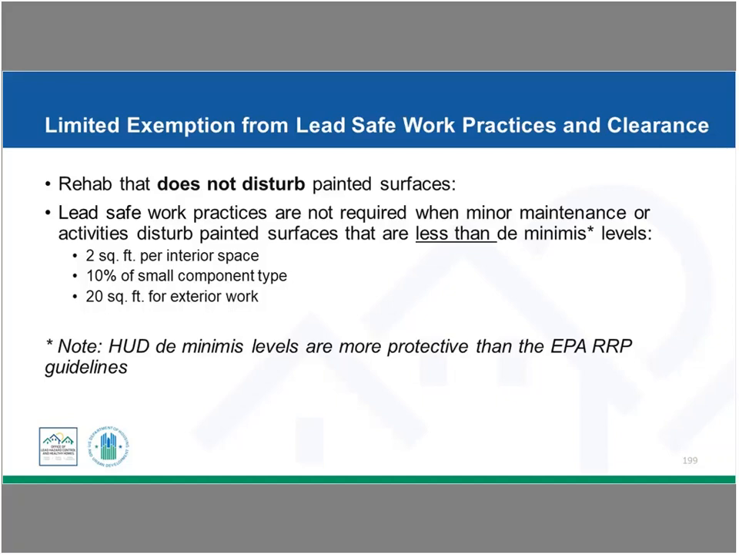So what do we mean by de minimis? The de minimis is 2 square feet per interior space, 10% of small component type, or 20 square feet for exterior work. So if you are less than these areas, then you would have a limited exemption from having to follow the lead safe work practices and clearance.